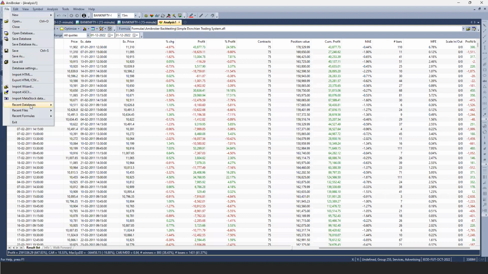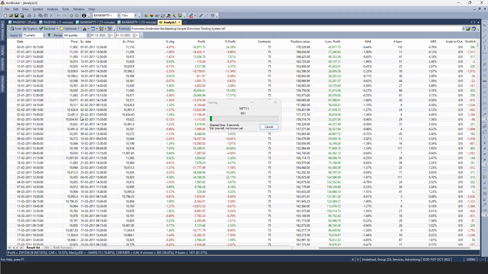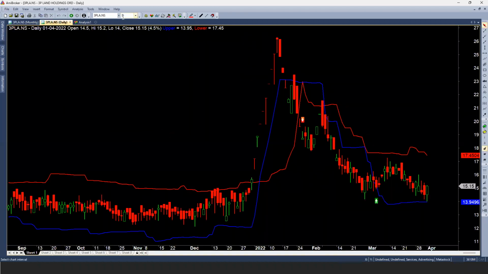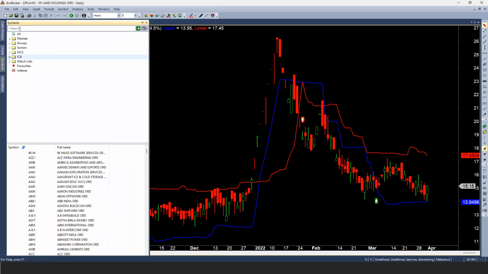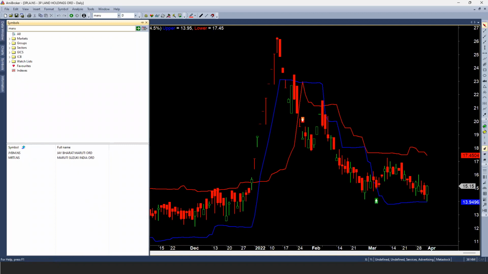So I'll go to a different database. More or less, it's going to be an intraday database. Let me pull up something like Reliance, maybe. Reliance or Maruti. Maruti is a little bit of a wild animal. So Maruti. I'll go to symbols. I'll pick up Maruti.